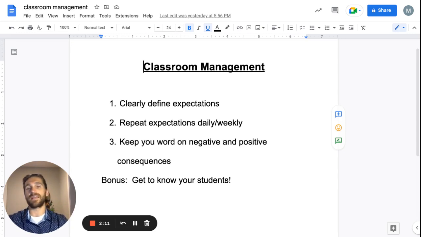And usually they come up with things like, don't talk while somebody else is talking, be prepared when we start class, and so on. It's a really good way to talk about what's right and what's wrong in your classroom. This could be anything, right? You get to make it up as the teacher, but it just has to work for you.